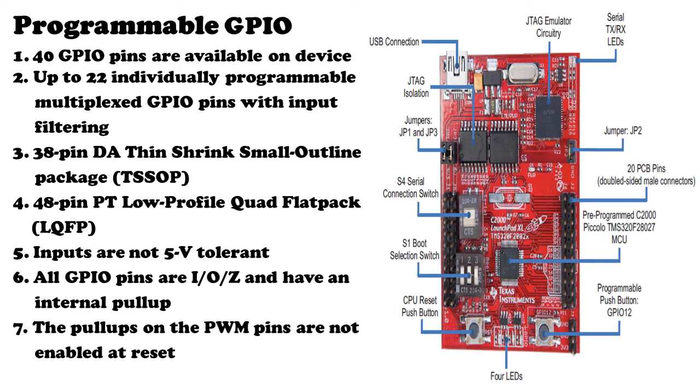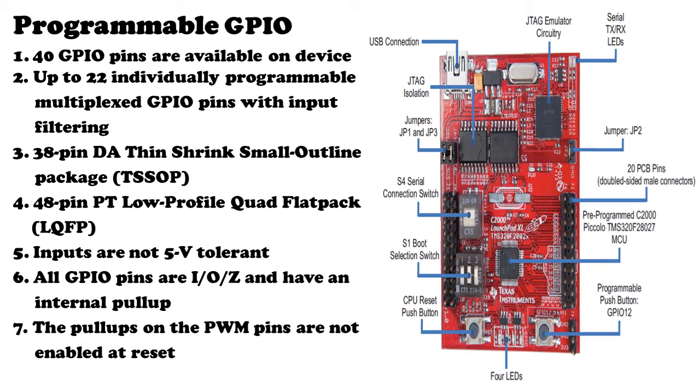C2000 microcontroller has 40 GPIO pins available. Up to 22 individually programmable multiplexed GPIO pins with input filtering. This enables the user to use a pin as GPIO if the peripheral signal or function is not used. Input pins are not 5-volt tolerant. All GPIO pins have an internal pull-up.